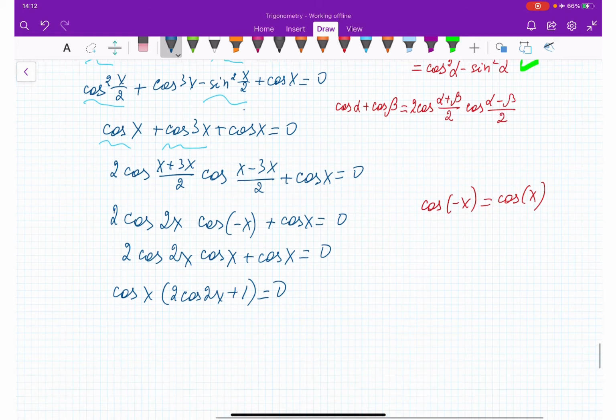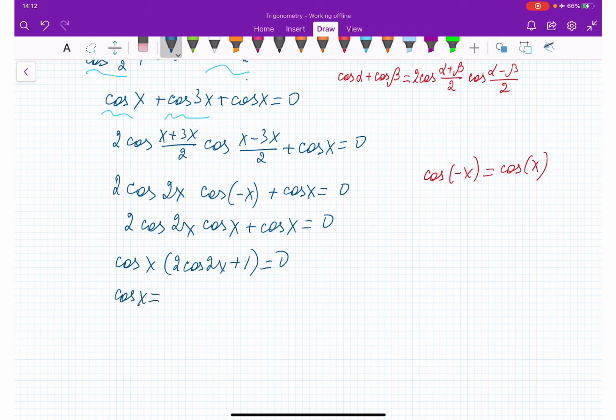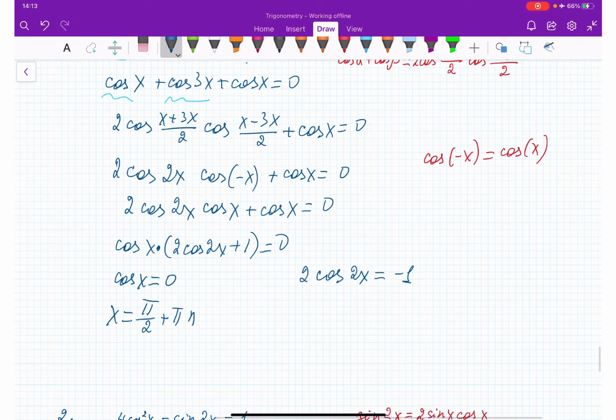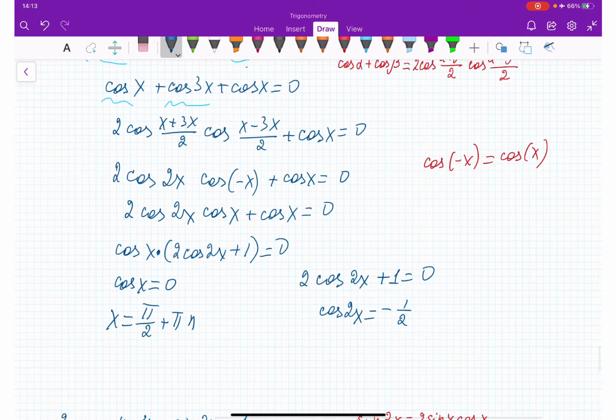All right. Common factor, obviously, cosine x, and I'm getting cosine x times (2 cosine 2x plus 1) equal 0. So from here, cosine x is equal 0, it's multiplication, and x is equal pi over 2 plus pi n, and 2 cosine 2x plus 1 equals 0, and here cosine 2x is equal negative 1/2.